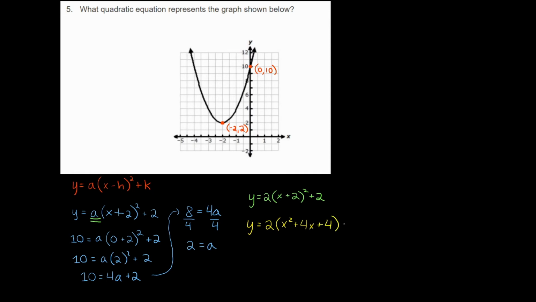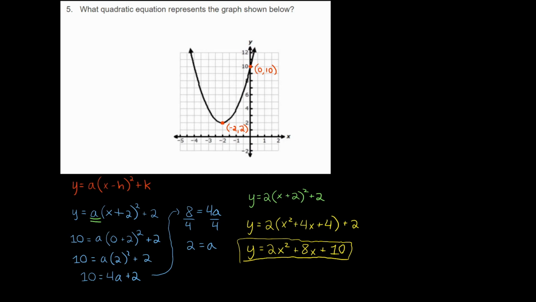So here's my trinomial. It happens to be a perfect square trinomial. We're going to add 2 on the end. Can't forget about k there. Distribute and combine like terms. So I have 2x squared. 2 times 4x is 8x. And my constant term will be 2 times 4, and that would be 8, but I'm also going to have that plus 2, so 8 plus 2 equals 10. So this is my standard form equation.